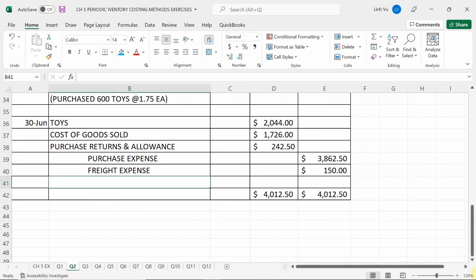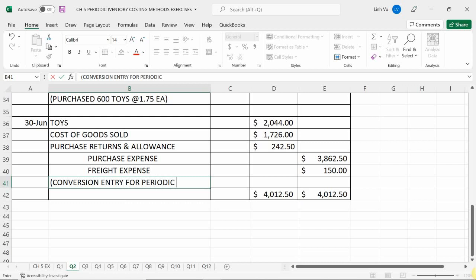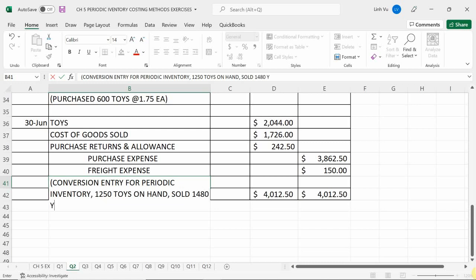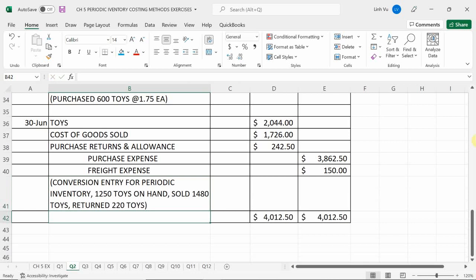And of course, you can finish off your conversion entry, your description here, by saying conversion entry for periodic inventory. Okay? You can say you have a total of 12,500 toys on hand. I sold 1,480 units or toys, and I returned 220 toys. Okay? And that is it for this section here.